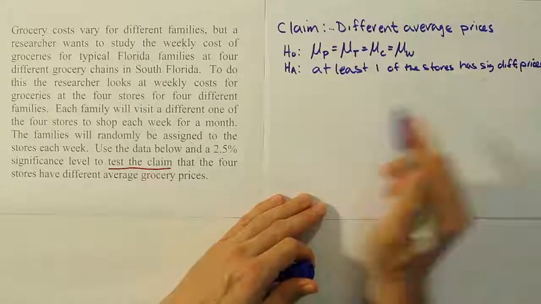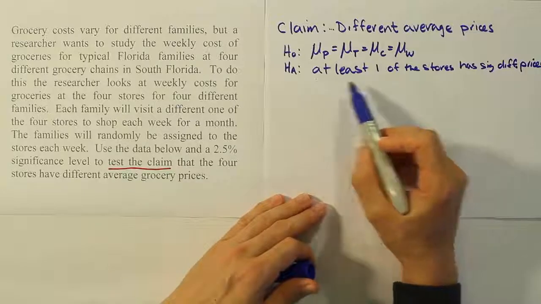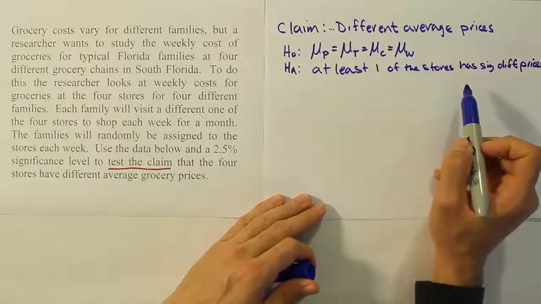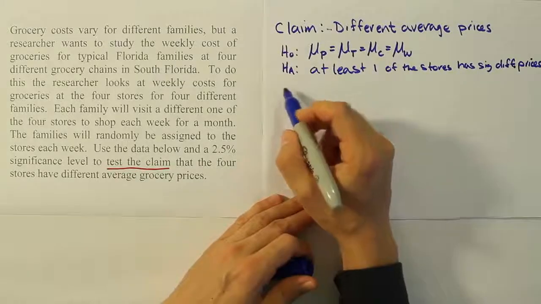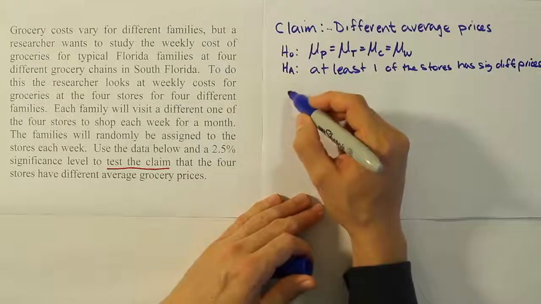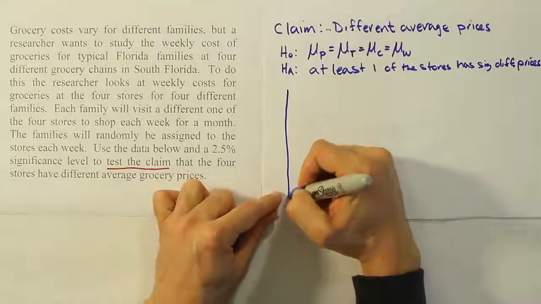Okay, so I abbreviated it a little bit to fit it in the line, but it says at least one of the stores has significantly different prices. Okay, so at that point, the next step is going to be to manipulate the data and put it into this ANOVA table. So let's draw the ANOVA table as we've done in the past.